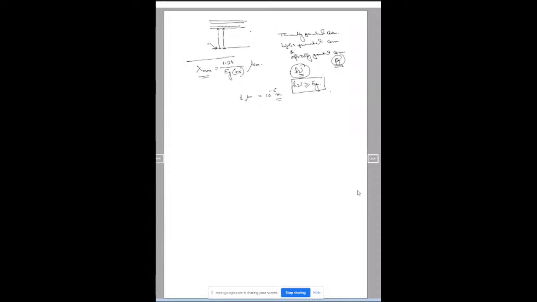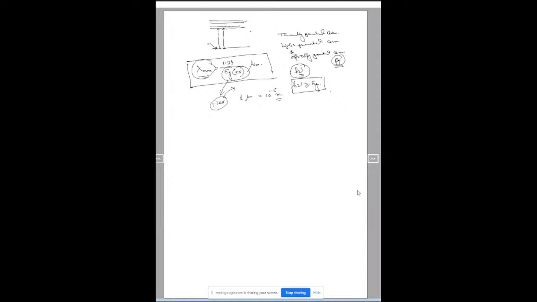So this is the maximum value of wavelength. If your Eg is 1.1 electron volt, you can find out for silicon what will be the wavelength of light that will be absorbed by the material. We say when this photon transfers its energy to the electrons, the photon is actually absorbed by the material. So when this lambda is in this range, 1.24 divided by 1.1 electron volt, then that light will be absorbed.